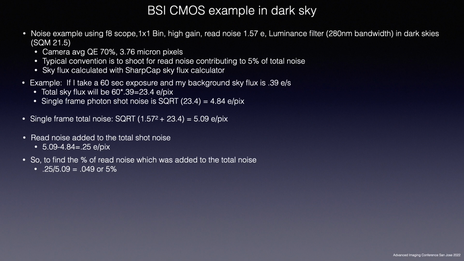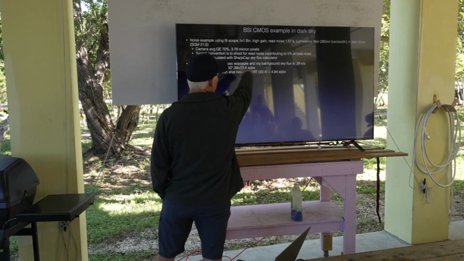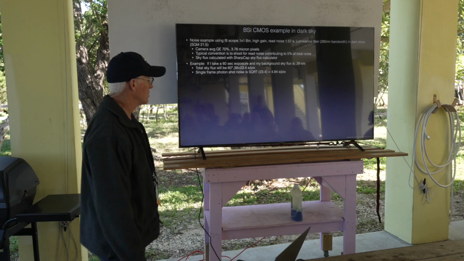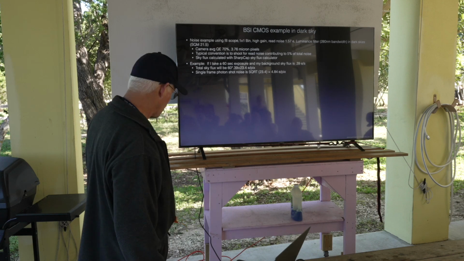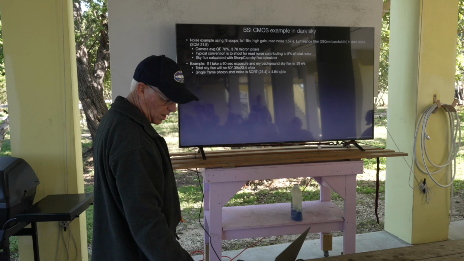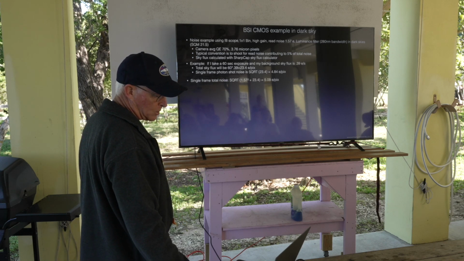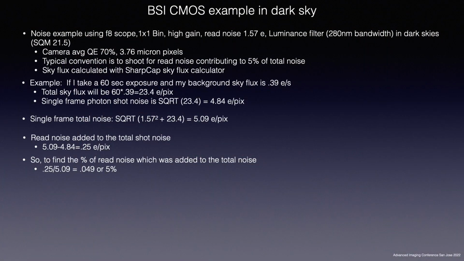I'm going to go into gain here right after this. So we're going to take the same 60-second exposure, and I find that by doing that, my background sky flux is this value, 0.39 electrons per second. So my total sky flux ends up being this. Here's the same thing. The single frame photon shot noise is that. The total noise is 5 electrons per pixel. The read noise, which is added to that total shot noise, in this case is only 0.25 electrons per pixel instead of like 3.